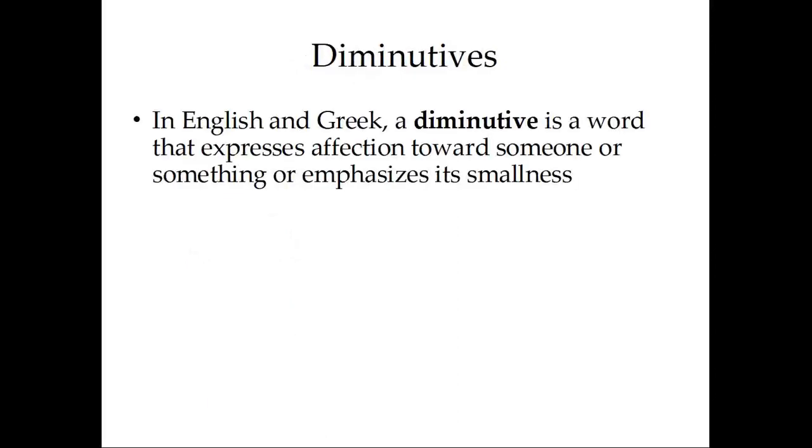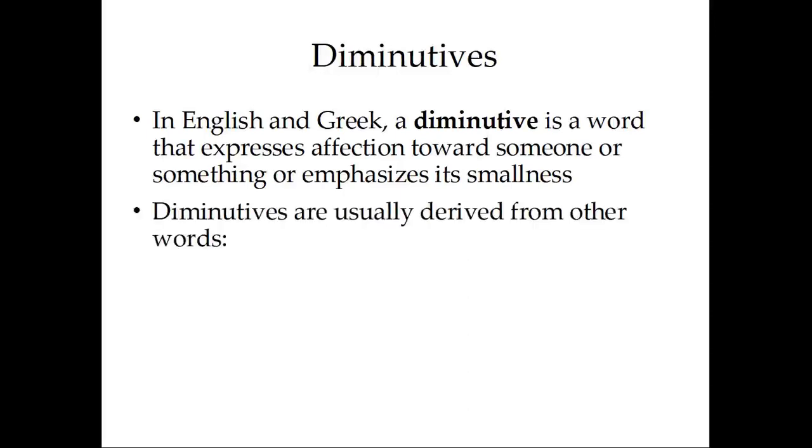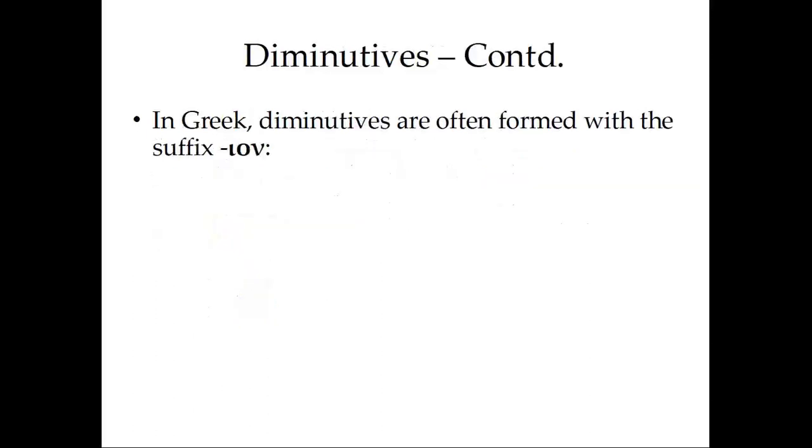In English and Greek, a diminutive is a word that expresses affection towards someone or something or emphasizes its smallness. Diminutives are usually derived from other words. Here are some examples in English. From the word sweet, we get sweetie. From the word dear, we get darling. And from the word book, we get booklet. Diminutives are formed in many different ways with many different suffixes in English. In Greek, diminutives are often formed with the suffix -ion.